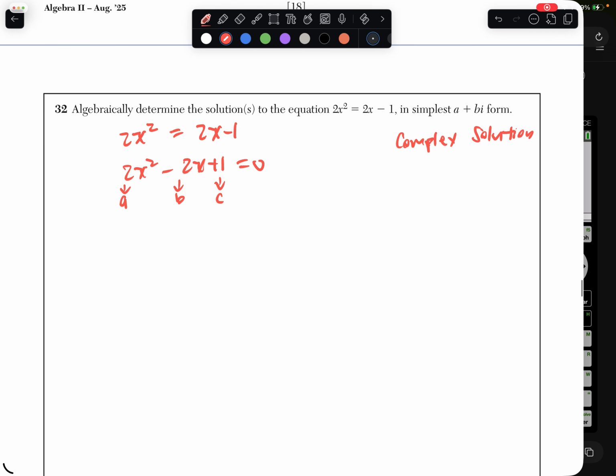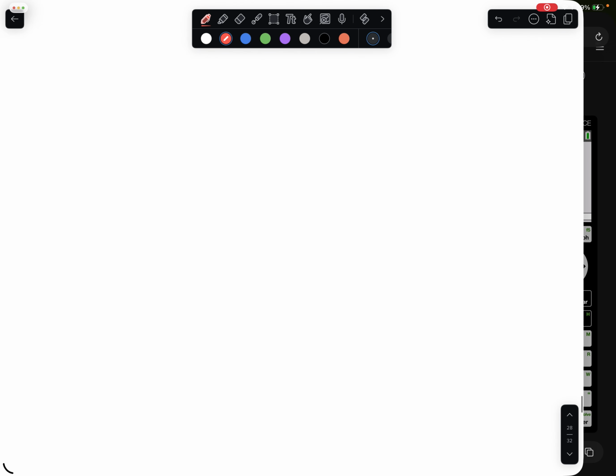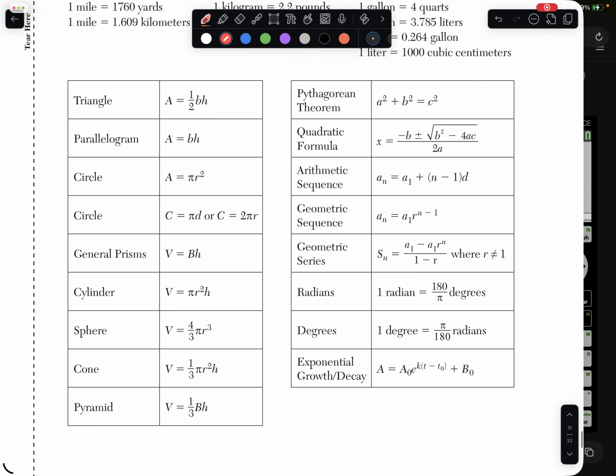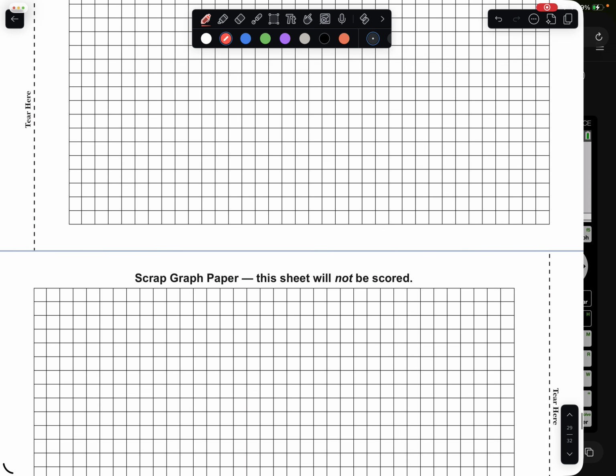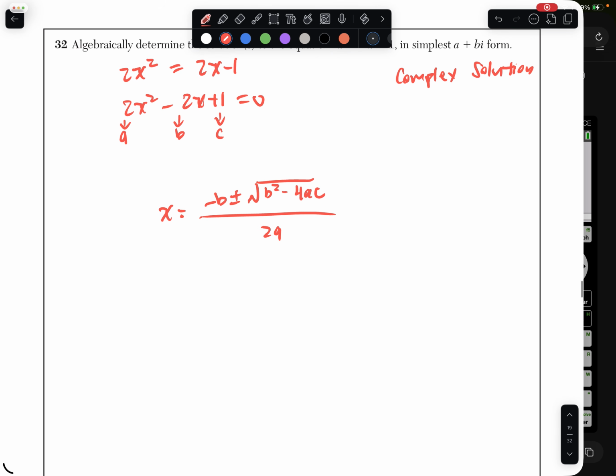And if you remember the quadratic formula, x is equal to negative b plus or minus the square root of b squared minus 4ac, all over 2a. You have to remember that. I don't know if it's actually on the reference sheet. Oh, you do have the quadratic formula. All right, it's great, but I'm not sure if they're going to remove it one day. But yeah, you have that formula, and then you plug it in.